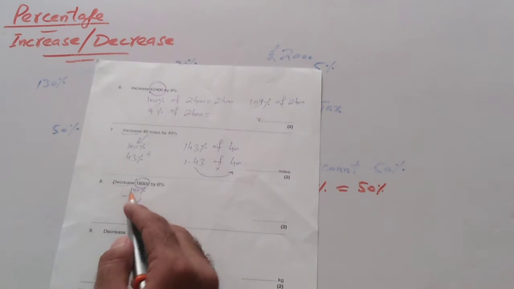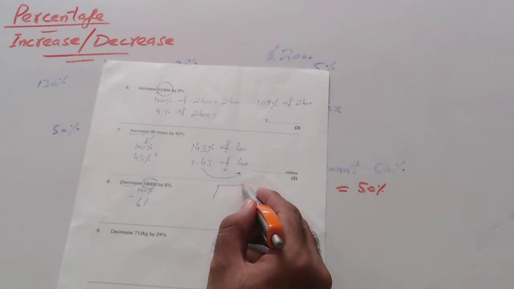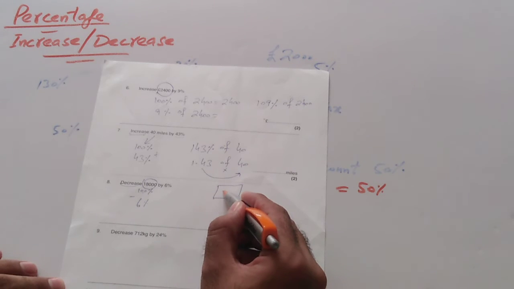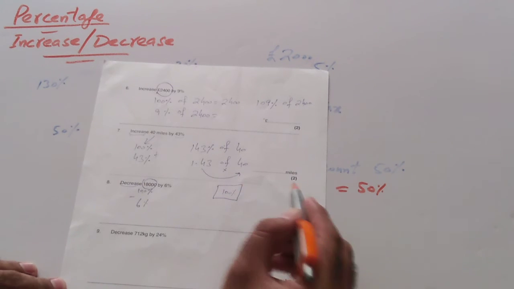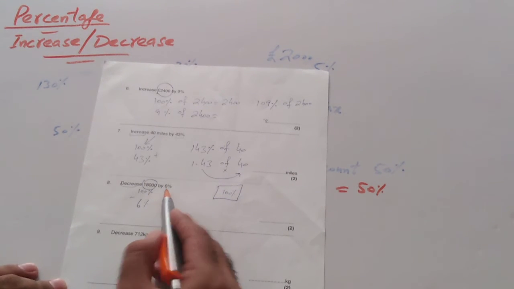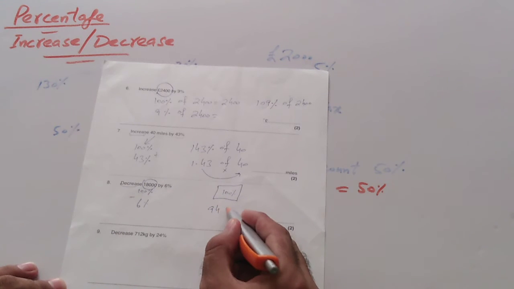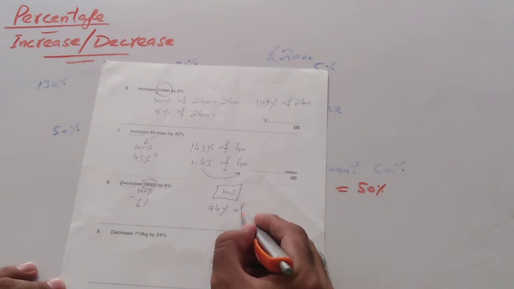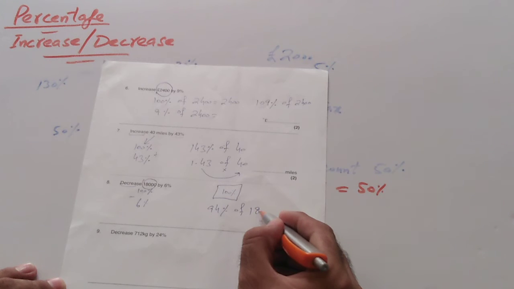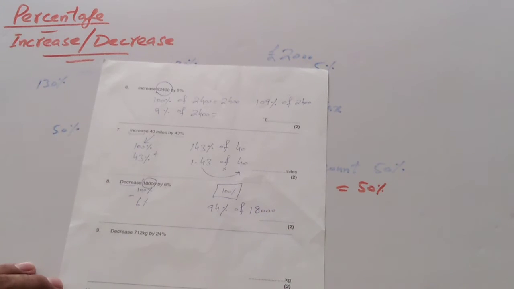So decrease means since the total box is 100%, you have to pay 6% less. It means 94% is left over, so you just have to find 94% of the amount of 18,000. So whatever, you'll get the answer now.